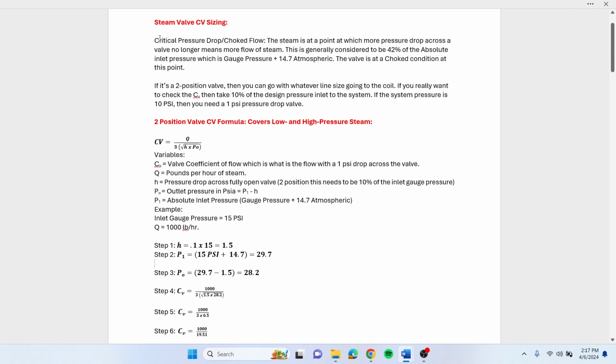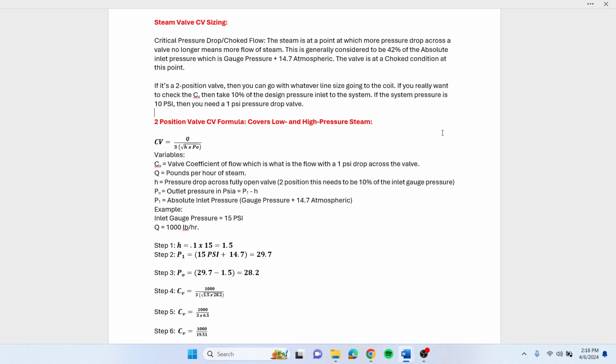The other thing when you're reading about this is you're going to hear this term called critical pressure drop or choke flow. If you look this up, all that means is that's the point where more pressure drop across a valve body is not going to create any more flow across that valve body. With steam, that's considered to be 42% of the absolute inlet pressure, which means gauge pressure of the inlet to the valve plus 14.7 atmospheric. And 42% of that is considered choke flow or critical pressure drop. You don't want to get outside of that, or you're not going to get any more flow.